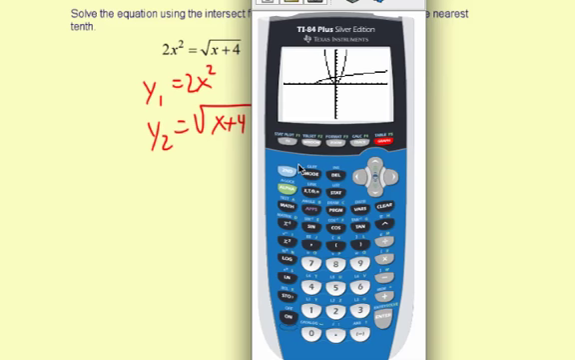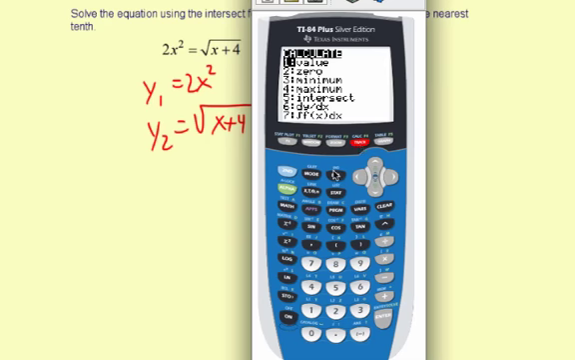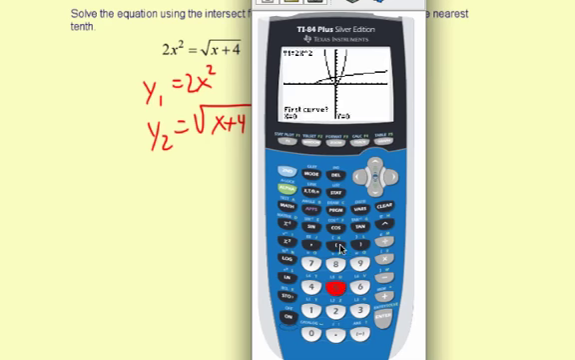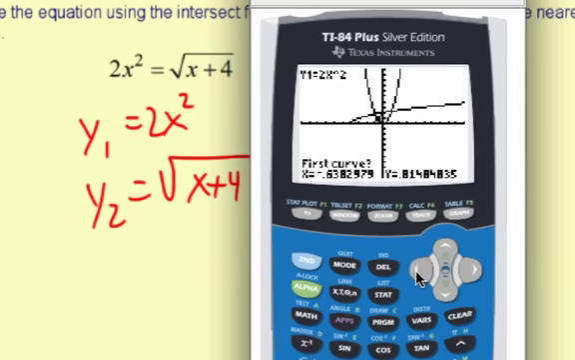Now here's how you find the intersection. You go second, and then calc or F4. Then you want to choose option 5, which is intersect. And it's saying the first curve. And what I'm going to do is I'm going to move the left arrow to get over towards the left side. So we're going to do the left intersection. So enter, and then it jumps to the second curve, enter again, and then guess, enter one more time.